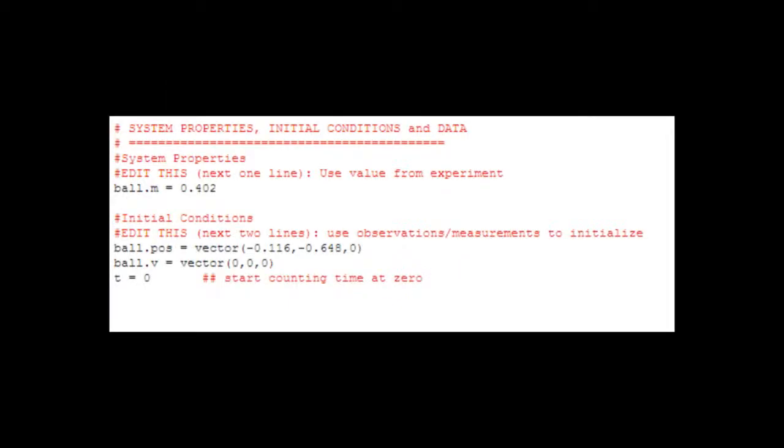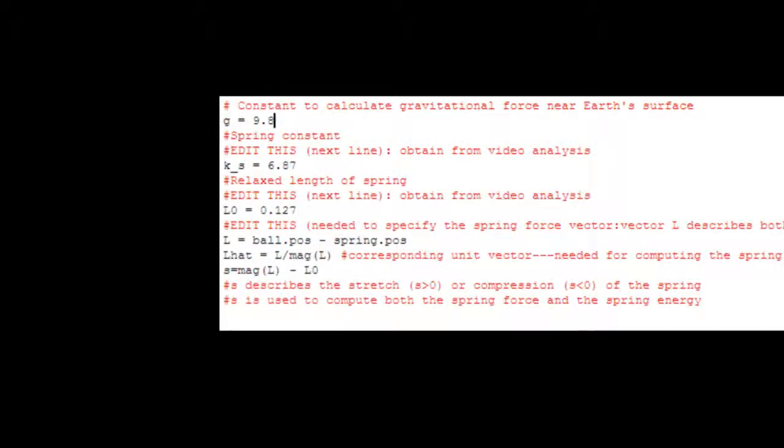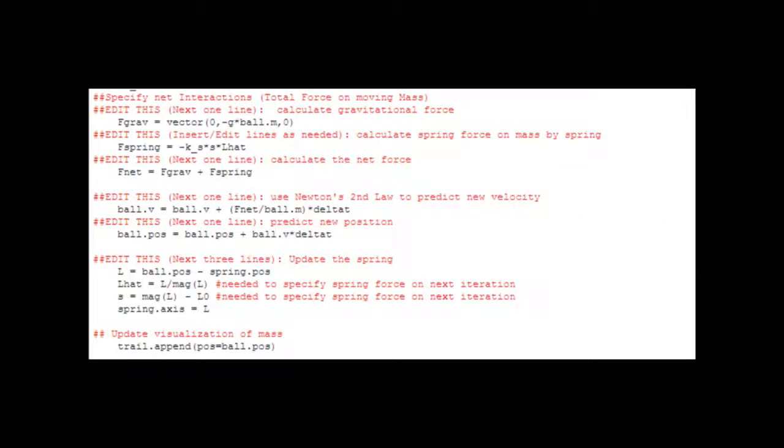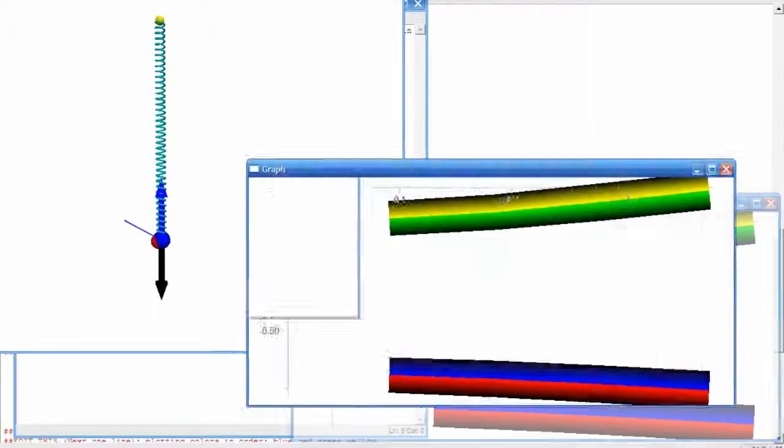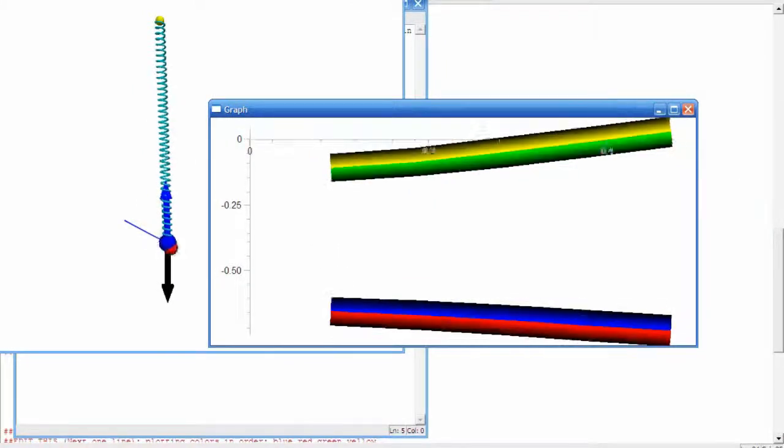We next come to the Python codes for implementing the model. So here the model parameters are set at m equals 0.402 kg, while the value of Ks is set at 6.87 Newton per meter. The next screenshot shows the calculation of Fnet and the implementation of Newton's second law. We now run the code to see the graphs observed and the motion of the pendulum.